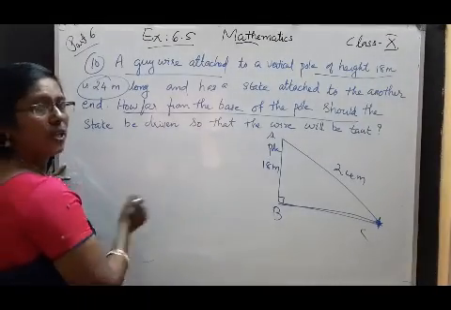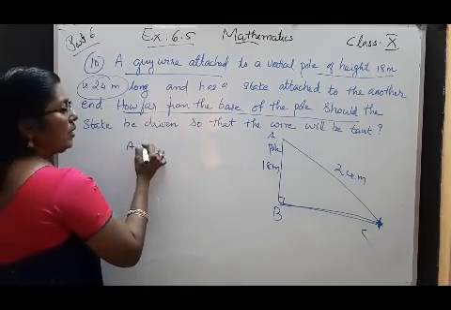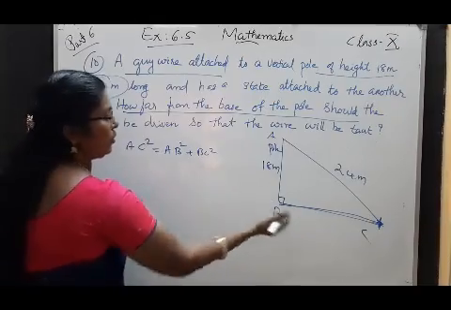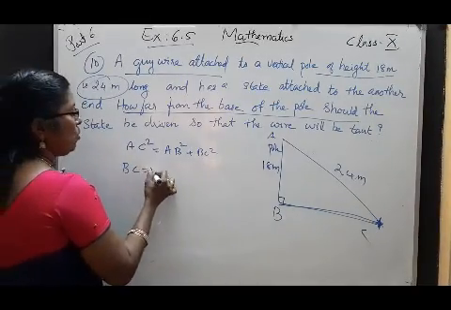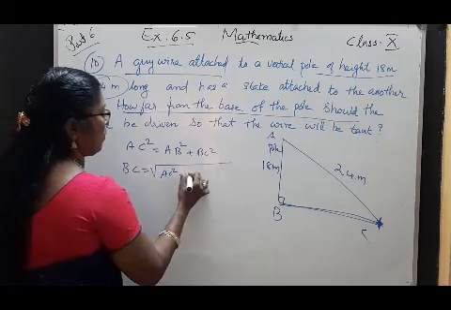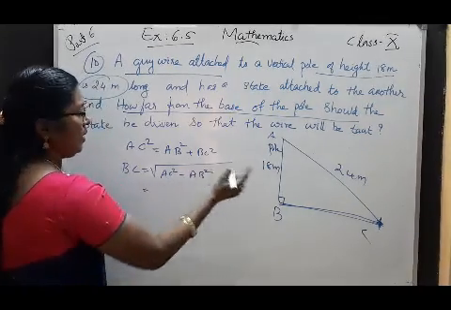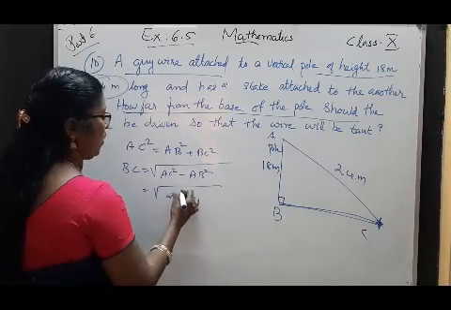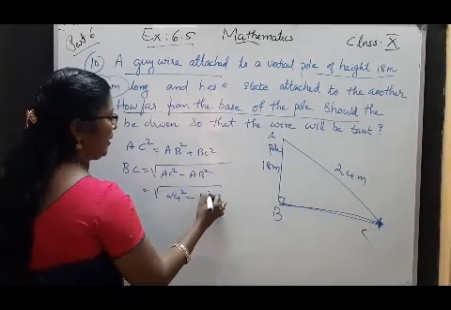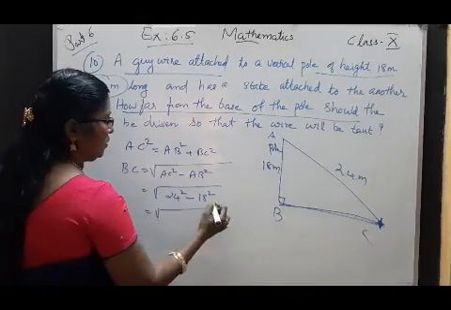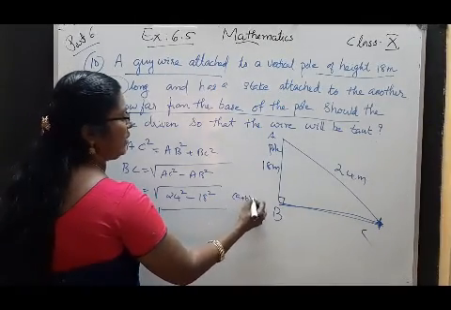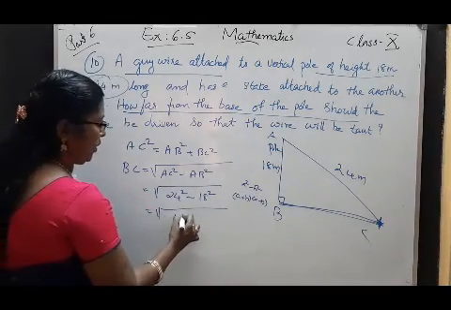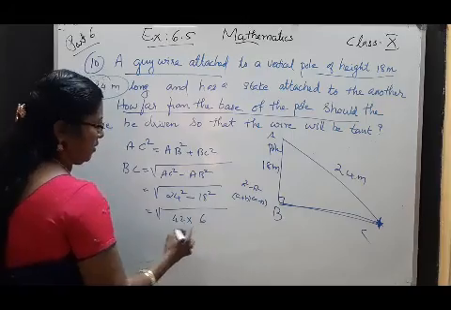By using Pythagoras theorem, AC square equals AB square plus BC square. We want to find BC. So, BC equals root of AC square minus AB square. Here, AC is 24. 24 square minus 18 square. This is A plus B and A minus B, A square minus B square. So, this is 42 into 6.